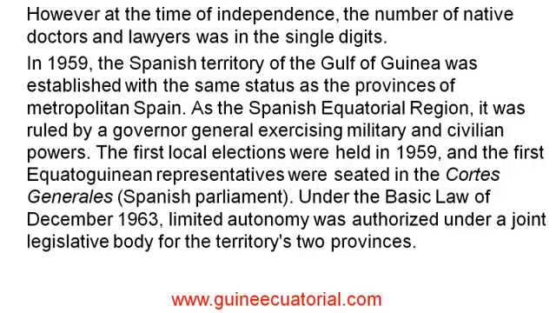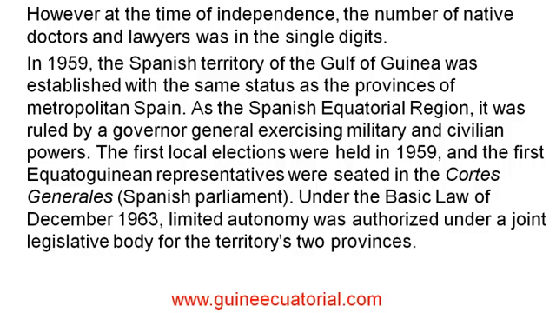In 1959, the Spanish territory of the Gulf of Guinea was established with the same status as the provinces of metropolitan Spain. As the Spanish Equatorial Region, it was ruled by a governor-general exercising military and civilian powers. The first local elections were held in 1959, and the first Equatoguinean representatives were seated in the Cortes Generales, the Spanish Parliament.